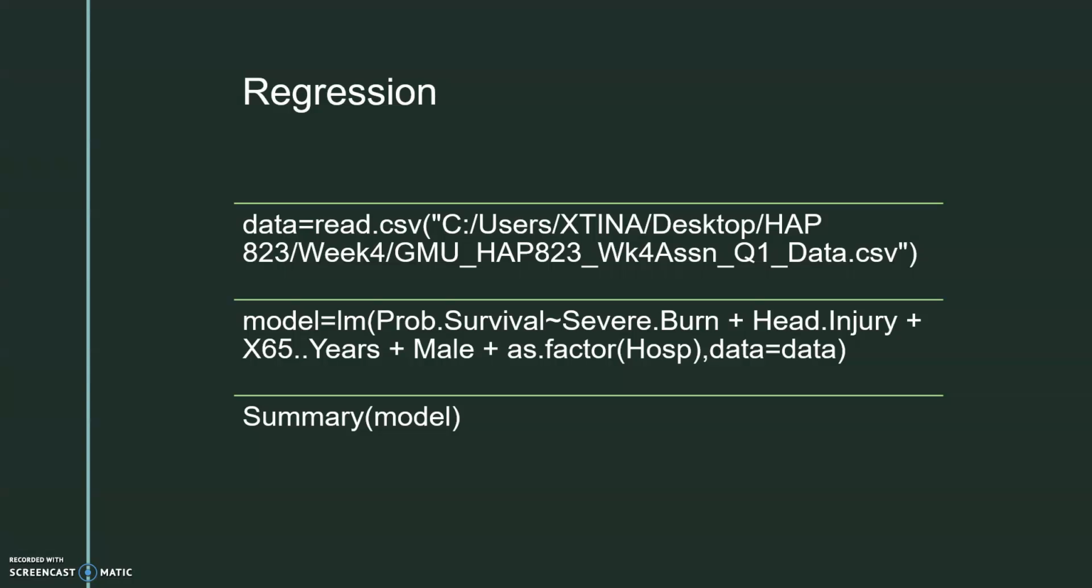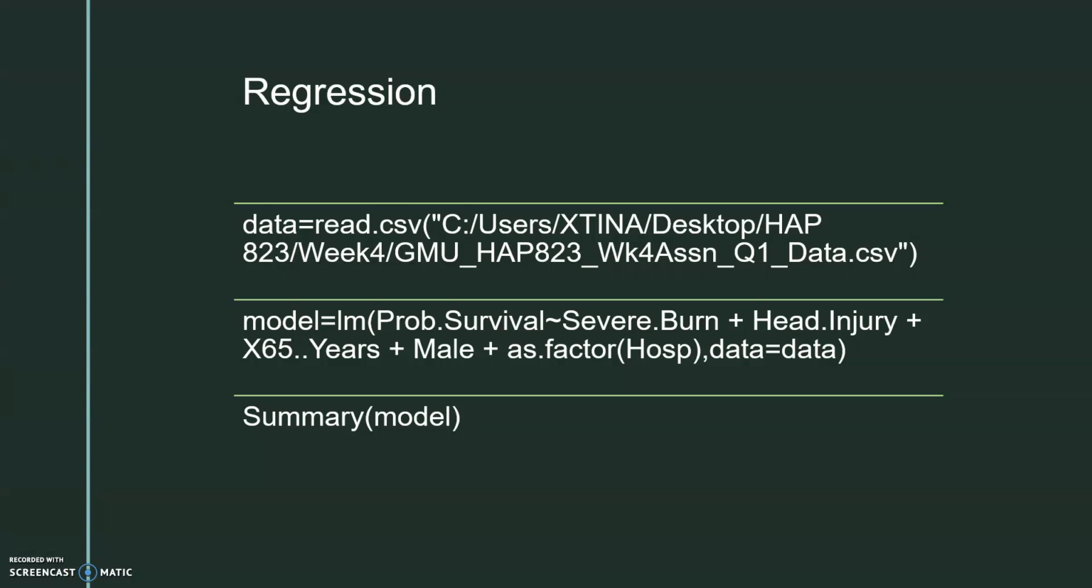In working in R to answer this question, first I imported the CSV file into R and stored the file as data. The first line presented here shows how to do this. The second line of code shown here shows how to run the regression model. The dependent variable is probability of survival, and the independent variables are listed to the right of the squiggly line.